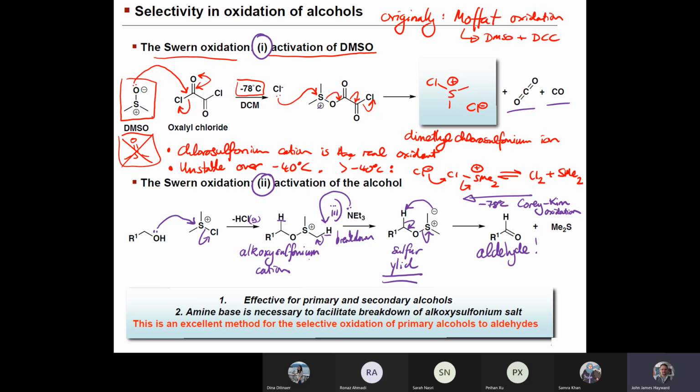Okay, so the great thing about activated DMSO methods, such as the Swern, is that they are effective for primary and secondary alcohols, and the amine base is necessary to break down the alkoxysulfonium salt. It's great for oxidizing primary alcohols to aldehydes, but even better, it's great at oxidizing multiple alcohols at the same time.